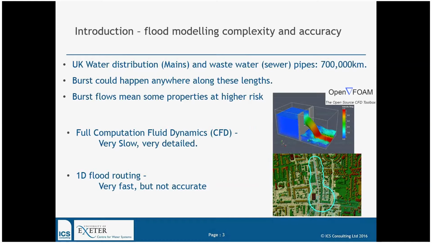So there's two ends of the scale here. We could either use fully computational fluid dynamics, which would be very, very slow. We'd be talking possibly hours or days on a supercomputer to do one simulation. Or we could use 1D routing, which is assuming that the water is going in one direction and will pond roughly around that, which is very quick, but not very accurate at all.